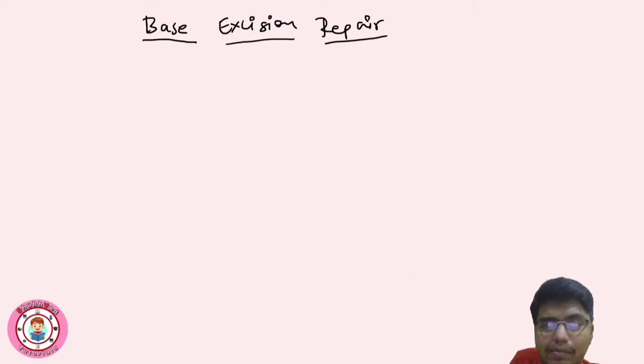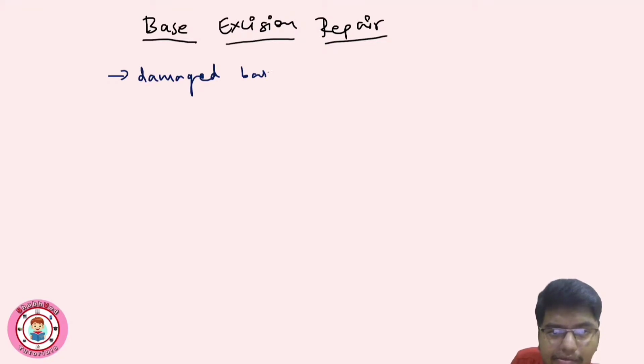So we are discussing repair pathways, and today we are discussing base excision repair. This is for damaged bases. We know the damage occurs because of reactions, right? We have discussed in the video on DNA damage and replication errors that those reactions are deamination, methylation, oxidation. All these give rise to damaged bases.